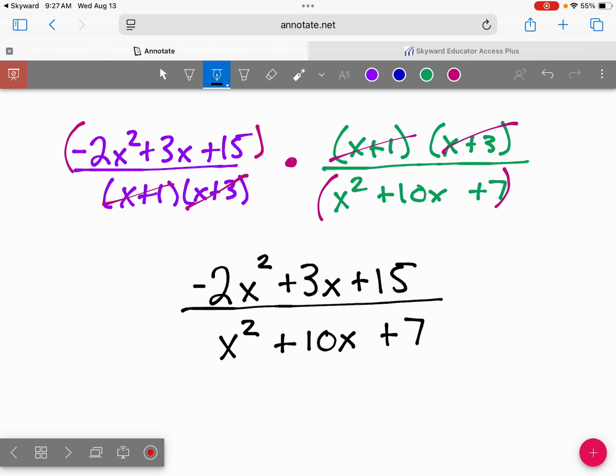Good idea to stop and check. Are either of these factorable? No. No. So we are done.